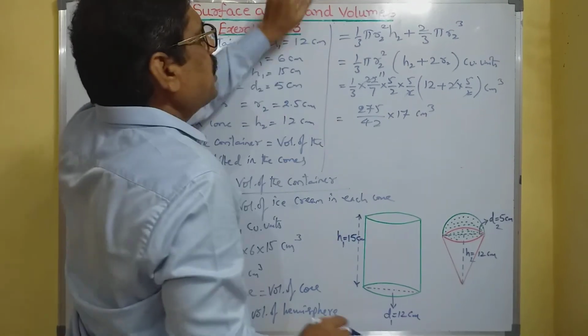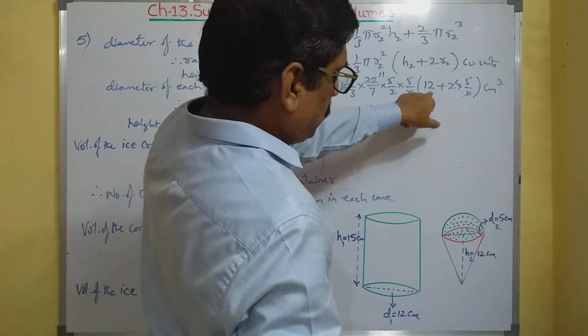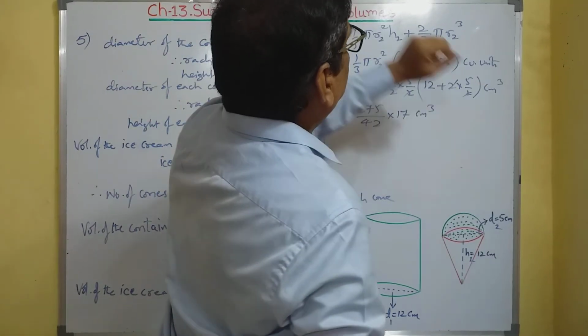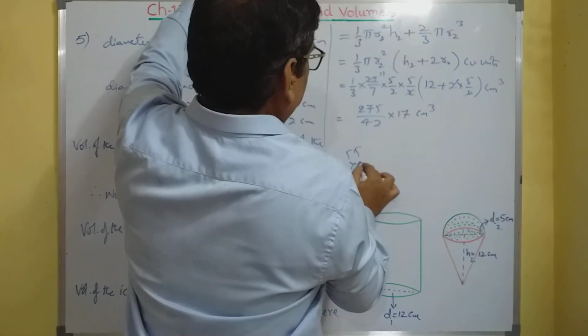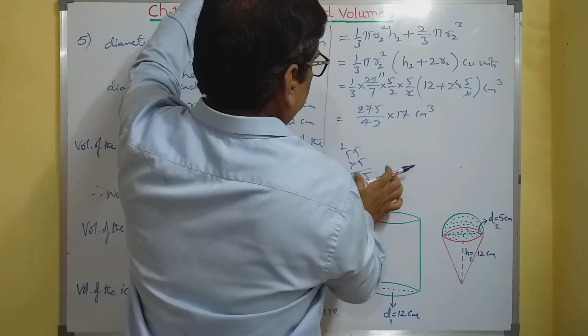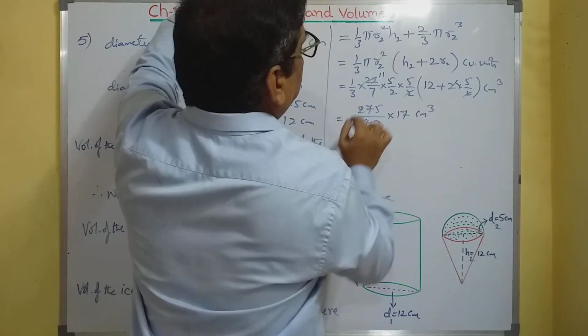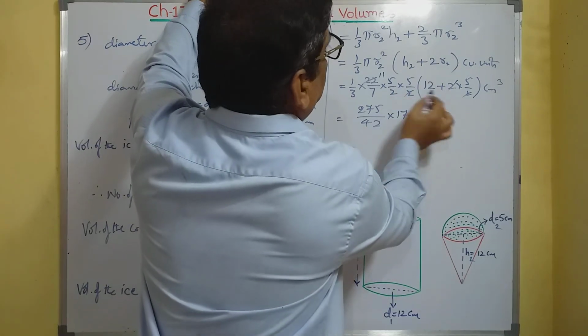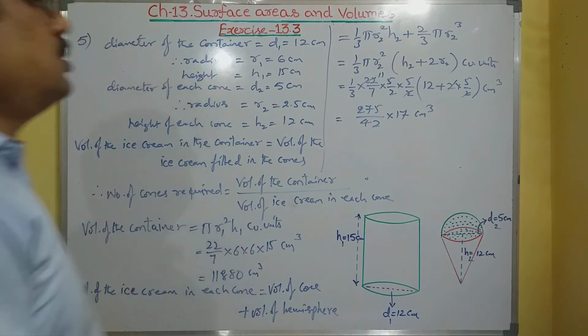Okay, let me check once again. Here 1 by 3, 22 by 7, 5 by 2, 5 by 2, H2 is 12 and 2 into R2. Okay, 2 cancels. Here 2 11s are 11, 11 5 is 55, 55 5 is 275 by 3 7 is 21, 21 2 is 42 into, in the bracket, 12 plus 5, 17. Okay, up to here did you understand?